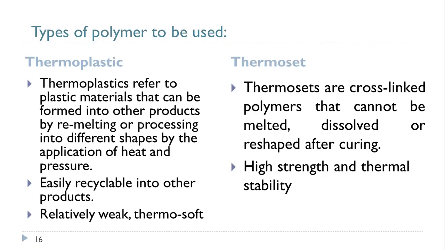It's called thermoset polymers. They are cross-linked polymers that cannot be melted, nor dissolved, nor reshaped after curing. So once it took the shape, it cannot be changed. Even if you raise the heat, it won't deform. It exhibits a very high strength and thermal stability. In electrospinning, thermoset polymers are not used because we cannot dissolve them, because mainly we have to produce a polymeric solution.